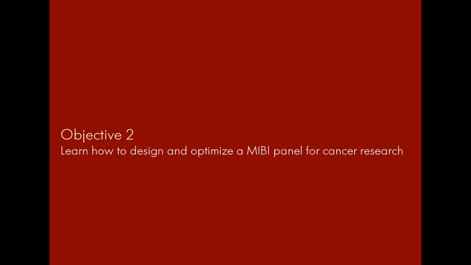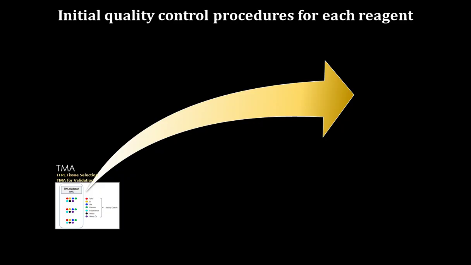So after showing how we apply the MIBI technology in the field of cancer, the second part of our webinar will focus on how to design and optimize a MIBI panel for cancer research. In order to construct the MIBI panel, I will display the following workflow on the next slide. The following workflow for the initial quality control procedure for each reagent is routinely carried out in our lab. The analytic validation is carried out on human formalin-fixed paraffin-embedded tissue microarray.